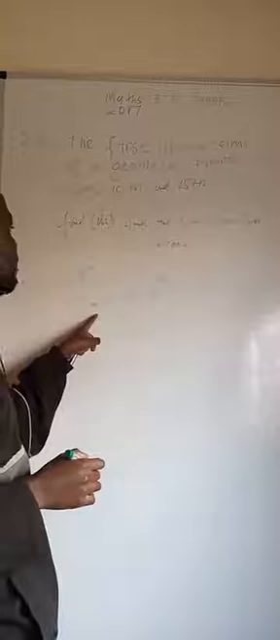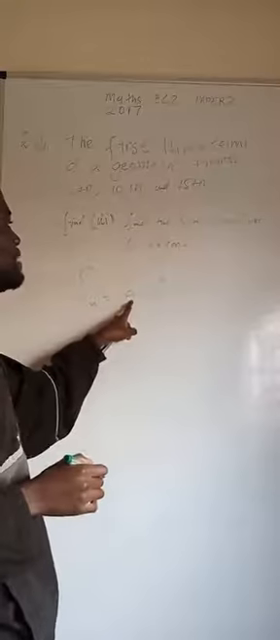Okay? Six terms. And the formula is Sn, which is the sum of any number of terms, is equal to A, open brackets, R to the power n, minus 1, closed, over R minus 1. Okay? Over R minus 1, and then what do you have?